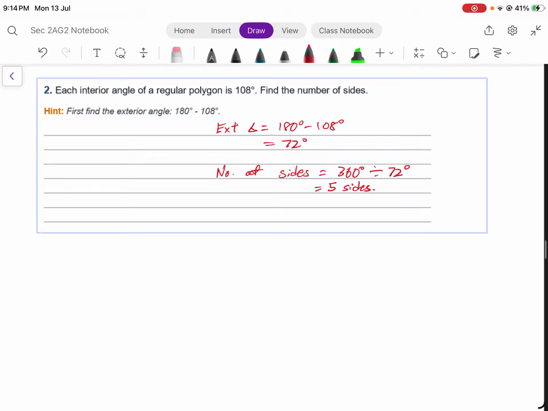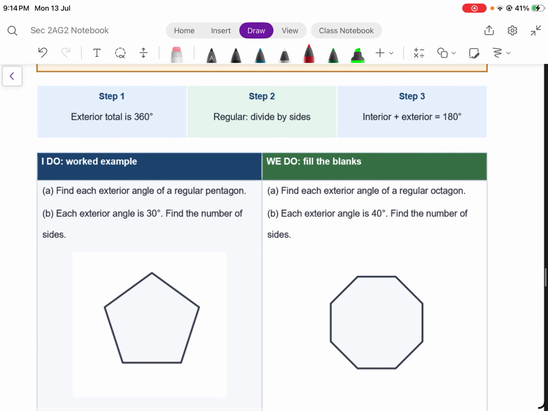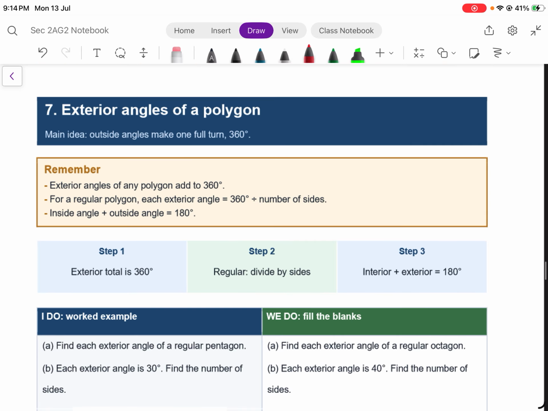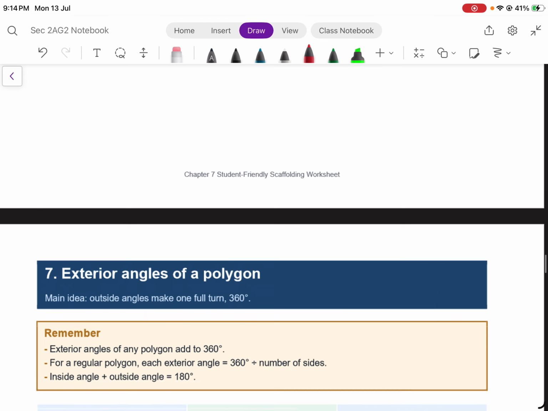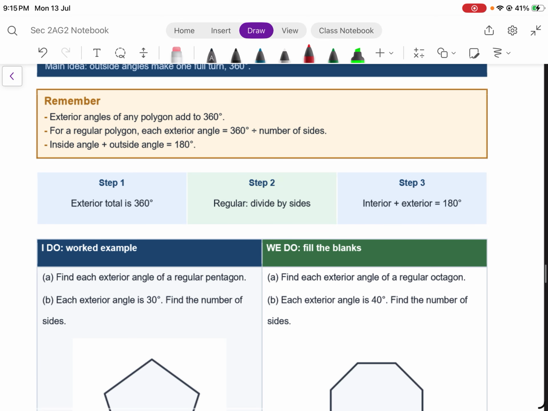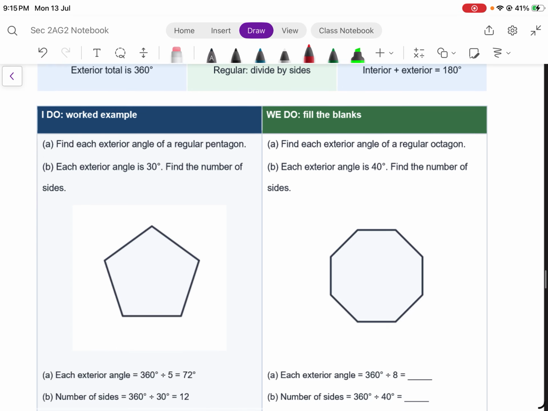Alright, then moving on. Now, this part we've already covered. The order for this AI worksheet is a bit iffy, but anyway, as long as everything you need to know is covered, it's fine. Exterior angles of any polygon add to 360 degrees. For a regular polygon, each exterior angle is, as we just said, 360 divided by the number of sides. Inside angle plus outside angle is 180 degrees.